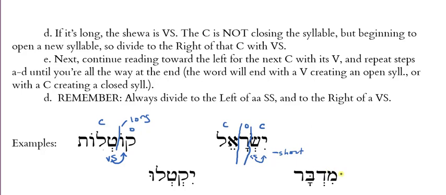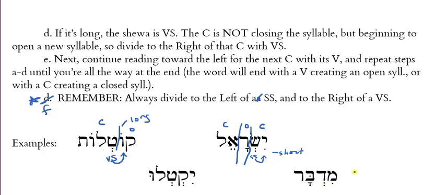Now let's take a look at midbar here. And we keep in mind, this is the crucial thing. Always divide to the left of a silent shiva and to the right of a vocal shiva. Okay, always divide to the left of a silent shiva and to the right of a vocal shiva. Here I have mid-bar.